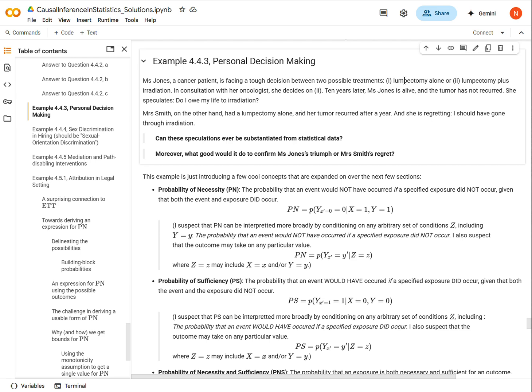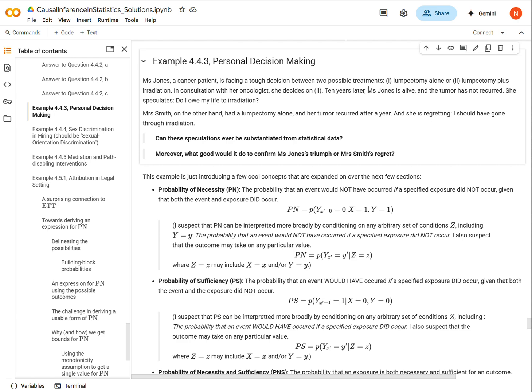And after 10 years, Ms. Jones has no recurrence of the tumor. But again, Ms. Jones had lumpectomy plus radiation. Mrs. Smith, on the other hand, who only had lumpectomy, has a recurrence. And so in both cases, these two women could ask, is this outcome due to the treatment that I chose, right?